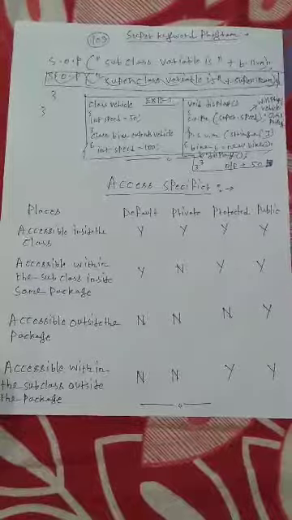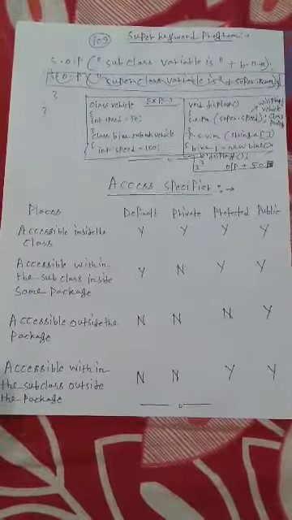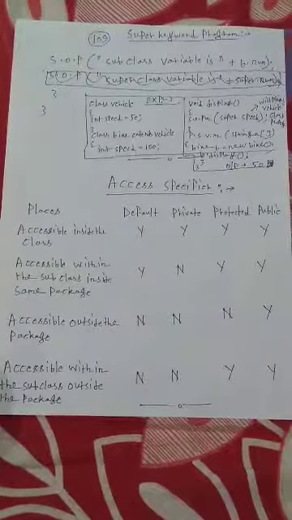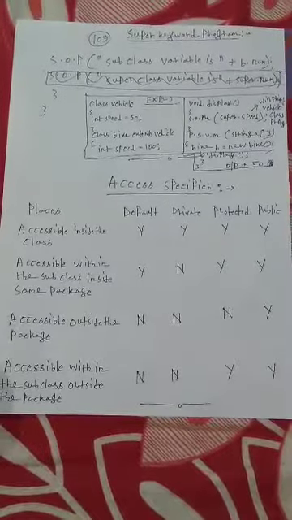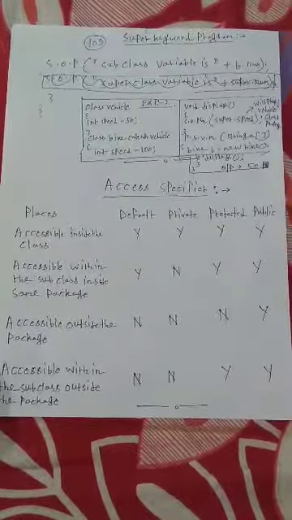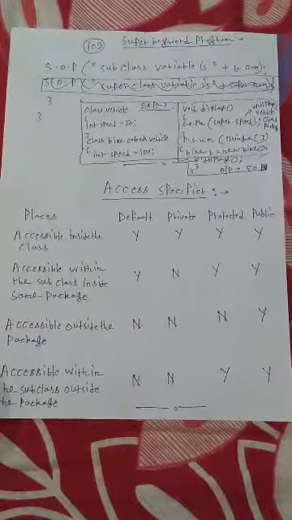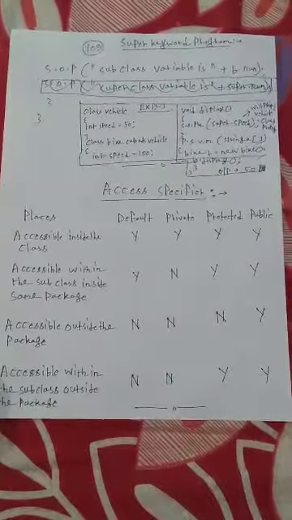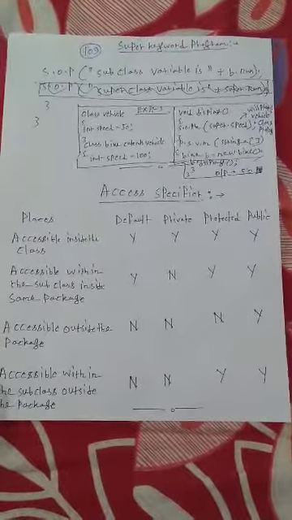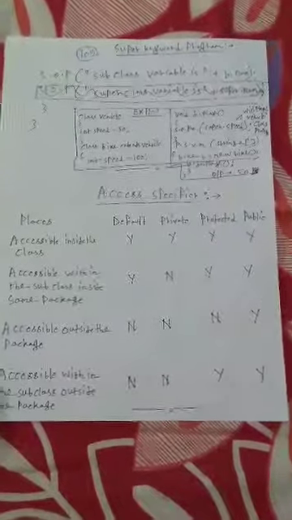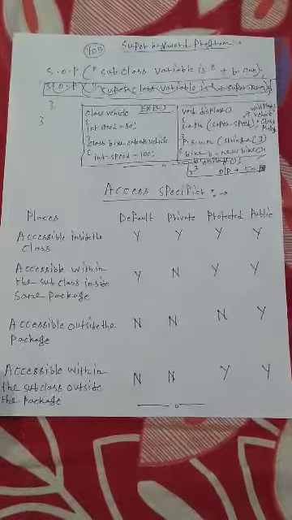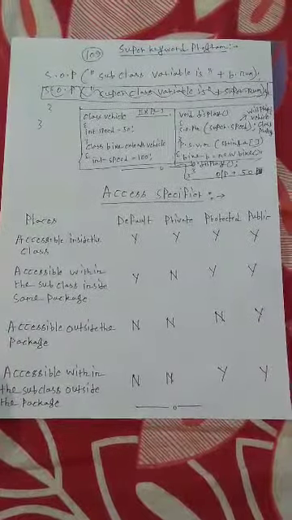Another part is access specifier. In Java, four types of access specifier are there: default, private, protected, and public. By default, the default access specifier is followed, and each access specifier has some restrictions on the places where it is accessible: inside the class, within the subclass inside the same package, outside the package, and within the subclass outside the package. Y represents yes and N represents no.